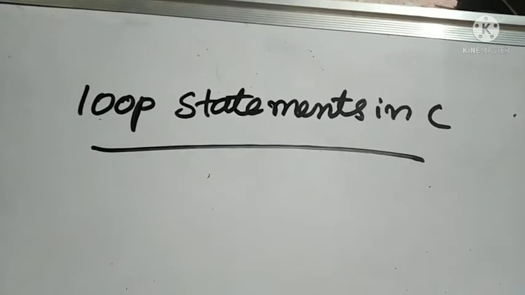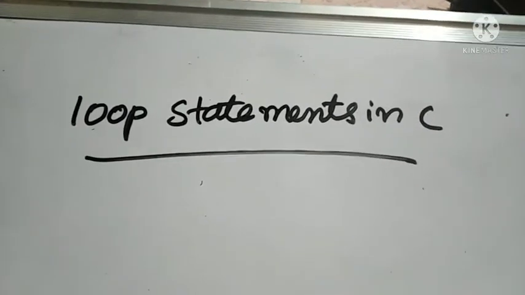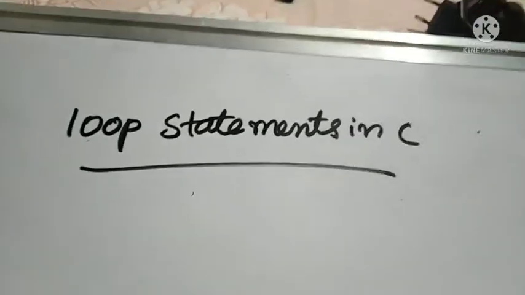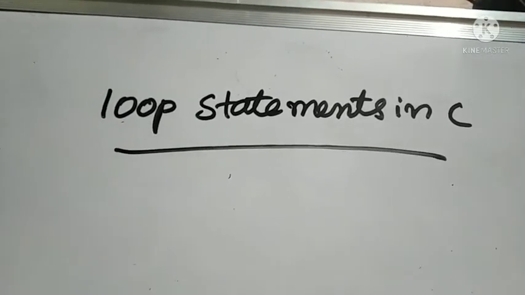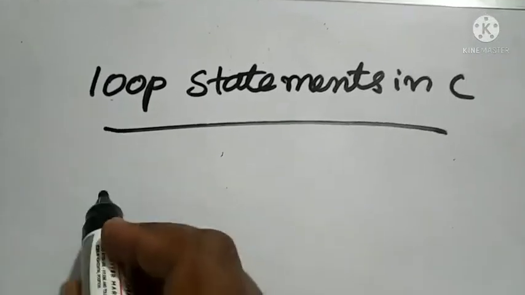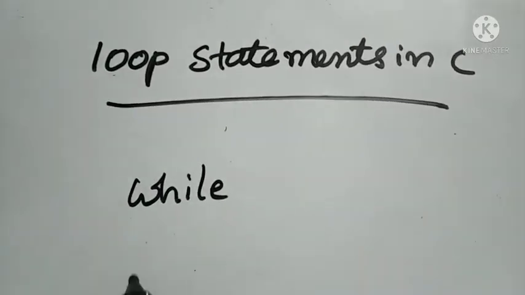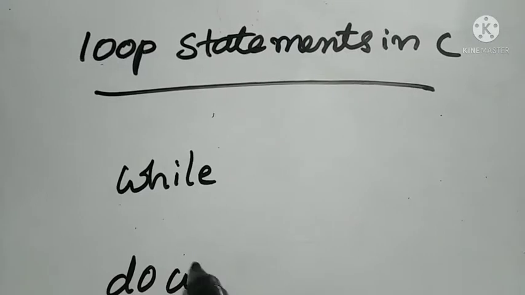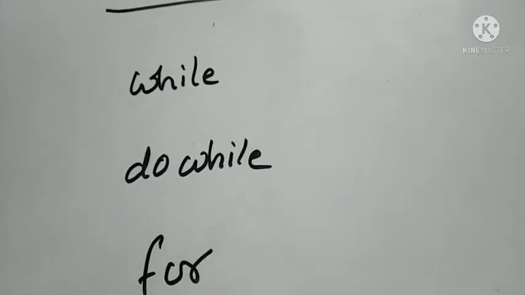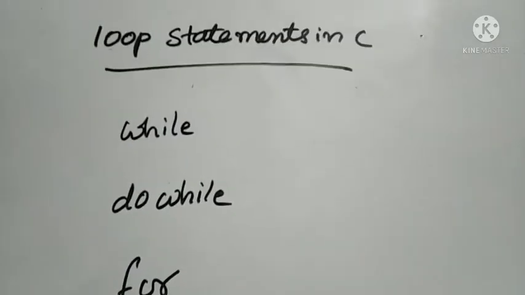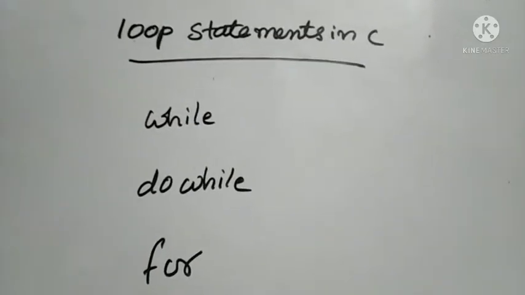If we want to repeat a set of instructions many times, we go for loop statements. We have three types of loop statements in our C language: while loop, do while, and for loop.